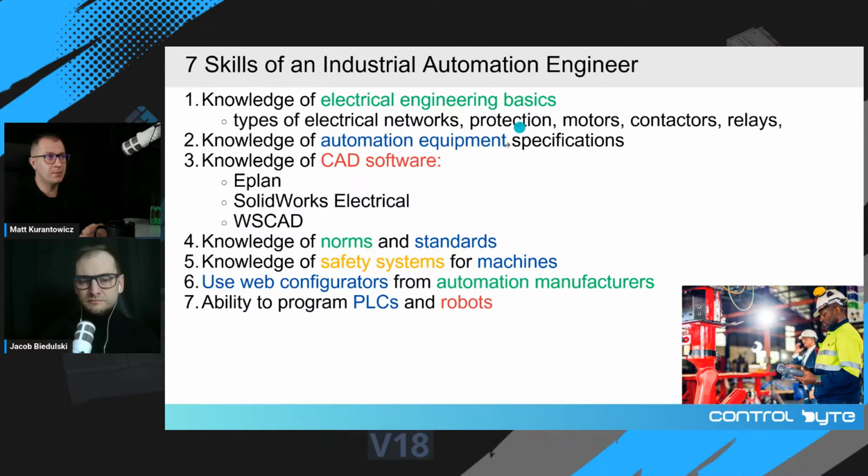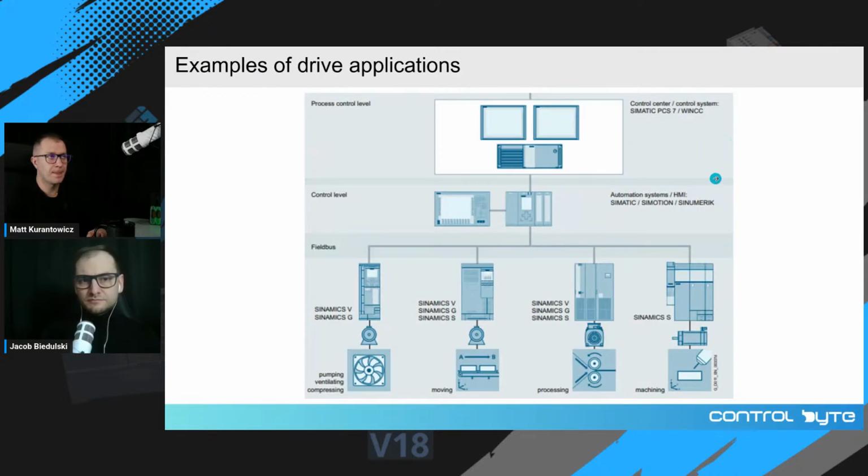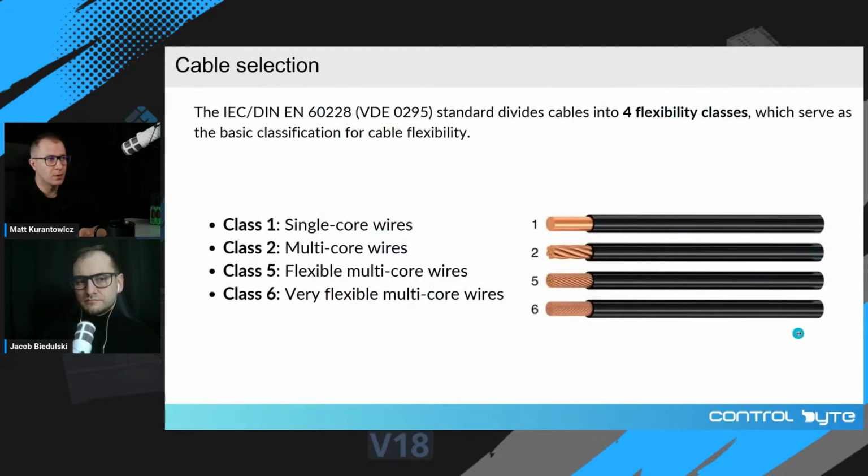Okay, once again, here we have your 7 skills, if you want to be an industrial automation engineer. And let's go to the next slide. Here we have an example of a drive application, and in our course we show you how to add such a drive to our project. We'll show you how to select cables for the project.